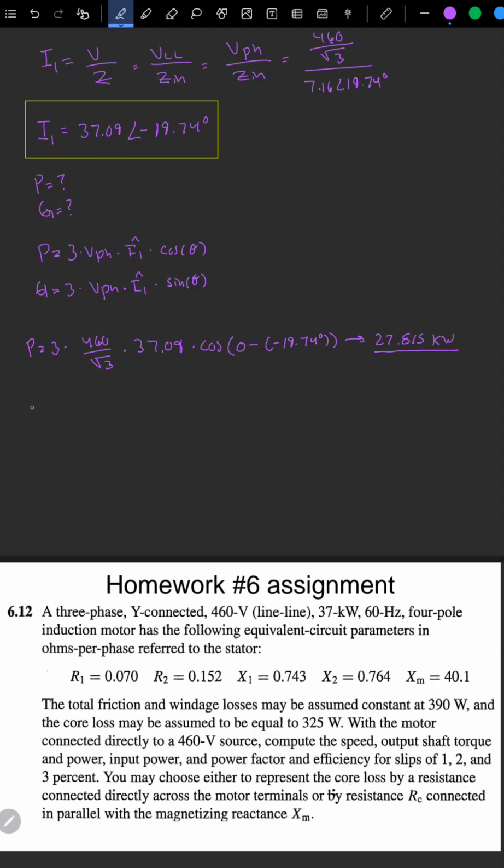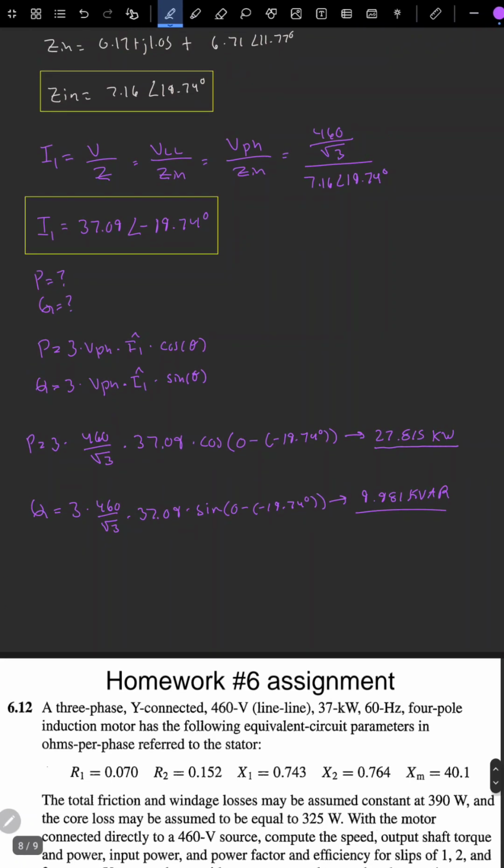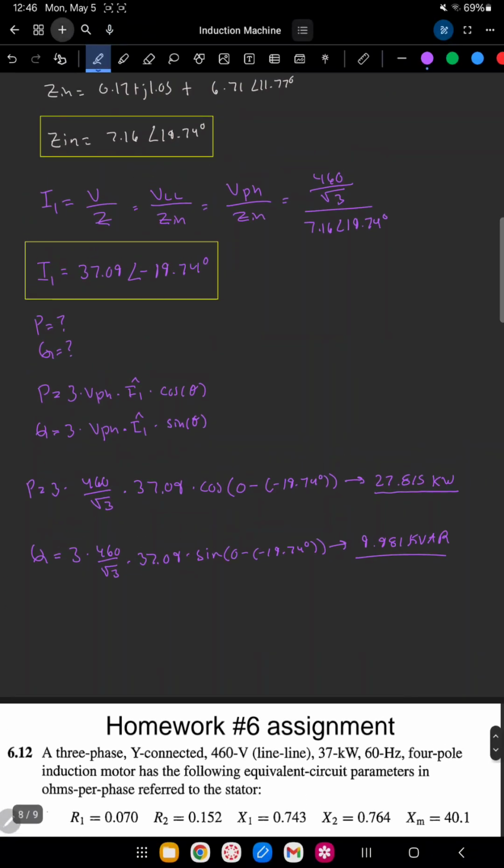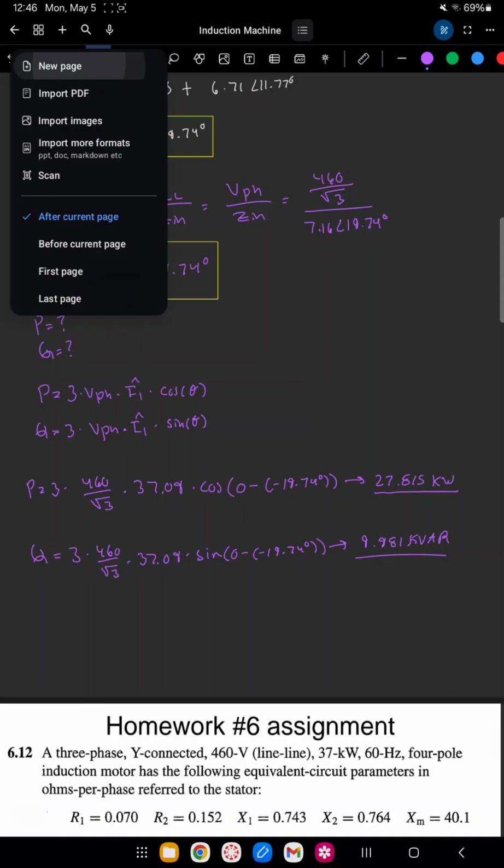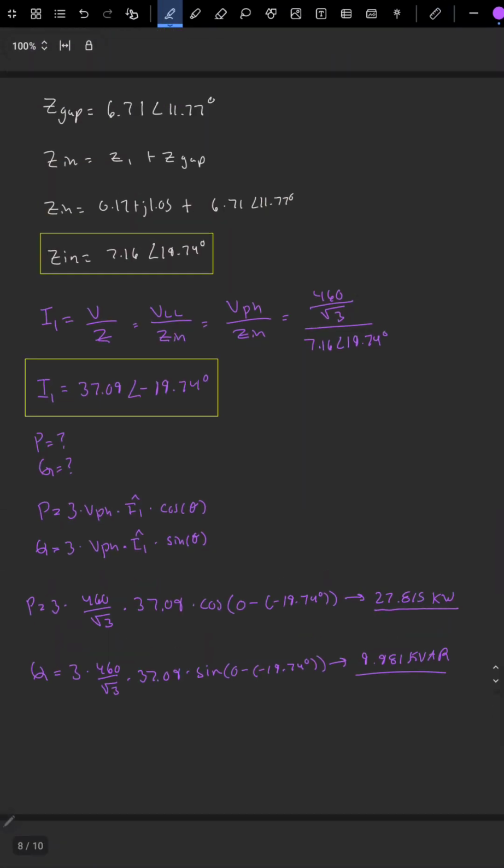kilowatts. And our Q is going to equal 3 times 460 divided by the square root of 3, times 37.09, times the sine, sorry, not cosine, sine of the same thing. That's going to yield 9.981 kVAR. Alright, so we're looking good. We just solved part A.